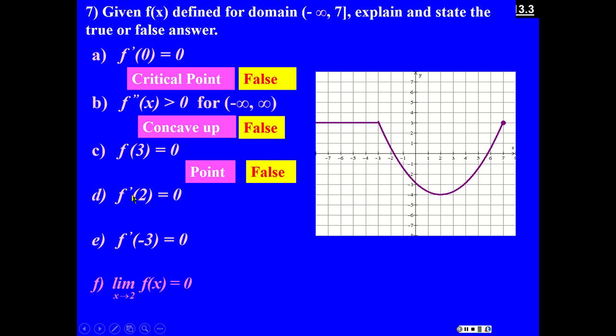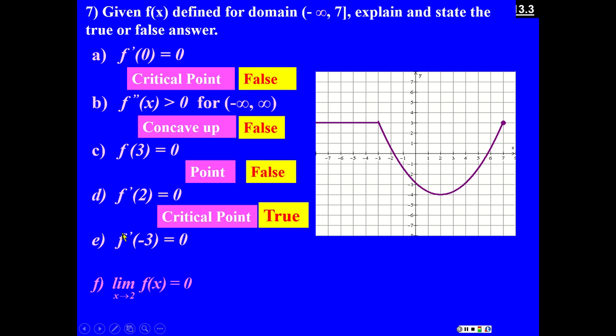Then, first derivative equals 0 is critical point. When the x is 2, look at your graph. When the x is 2, my y is right here. Now, remember, critical point is actually relative min, relative max. This is decreasing, then here it becomes increasing. That means this is the relative min, which is actually yes. This is the critical point, which is true.